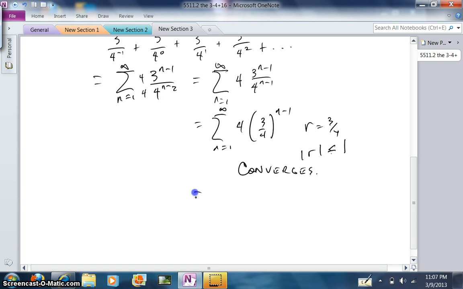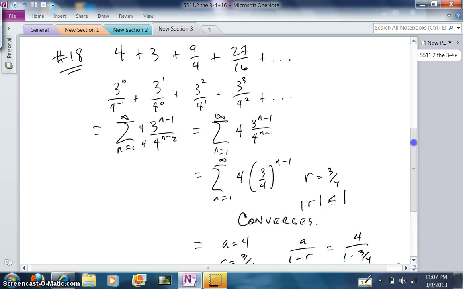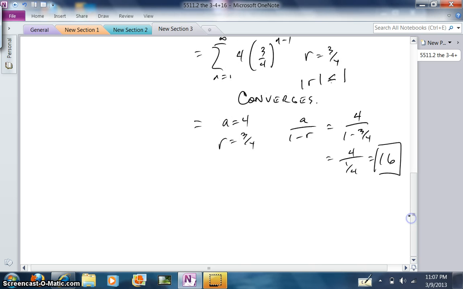So in our case, a is equal to 4, and r is equal to 3/4. So a over 1 minus r is equal to 4 over 1 minus 3/4, which is 4 over 1/4, which is 16. So there's your sum. It converges because we have written it in that form. We can see that, and there's the actual sum. So let's keep going here.